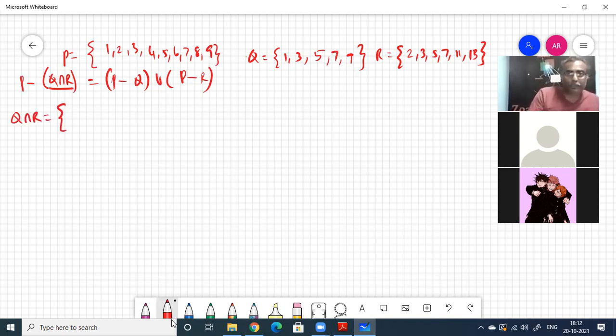Tell me, what is Q intersection R? Anybody? Arpana, tell me. Q intersection R is 3, 5, and 7. Very good. Now P minus 3, 5, 7. What is P minus 3, 5, 7? This is P. How much is there? What is the answer?